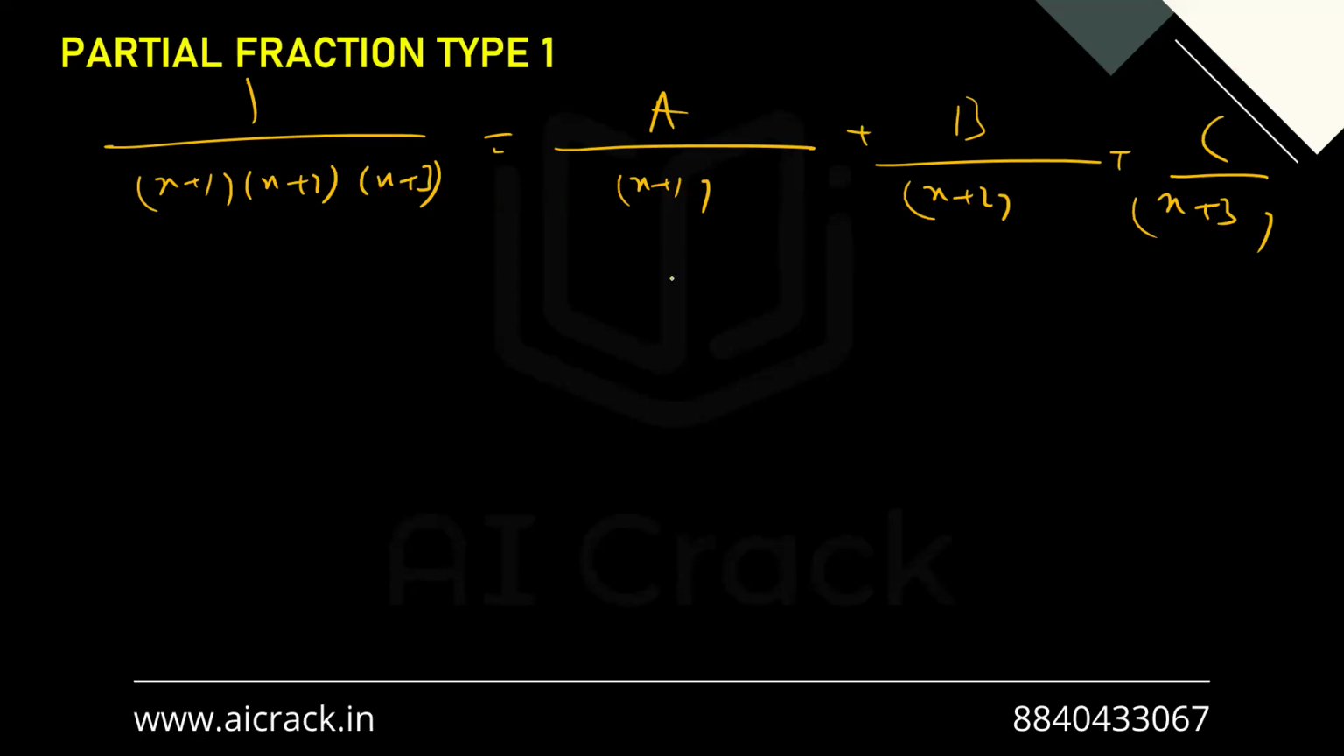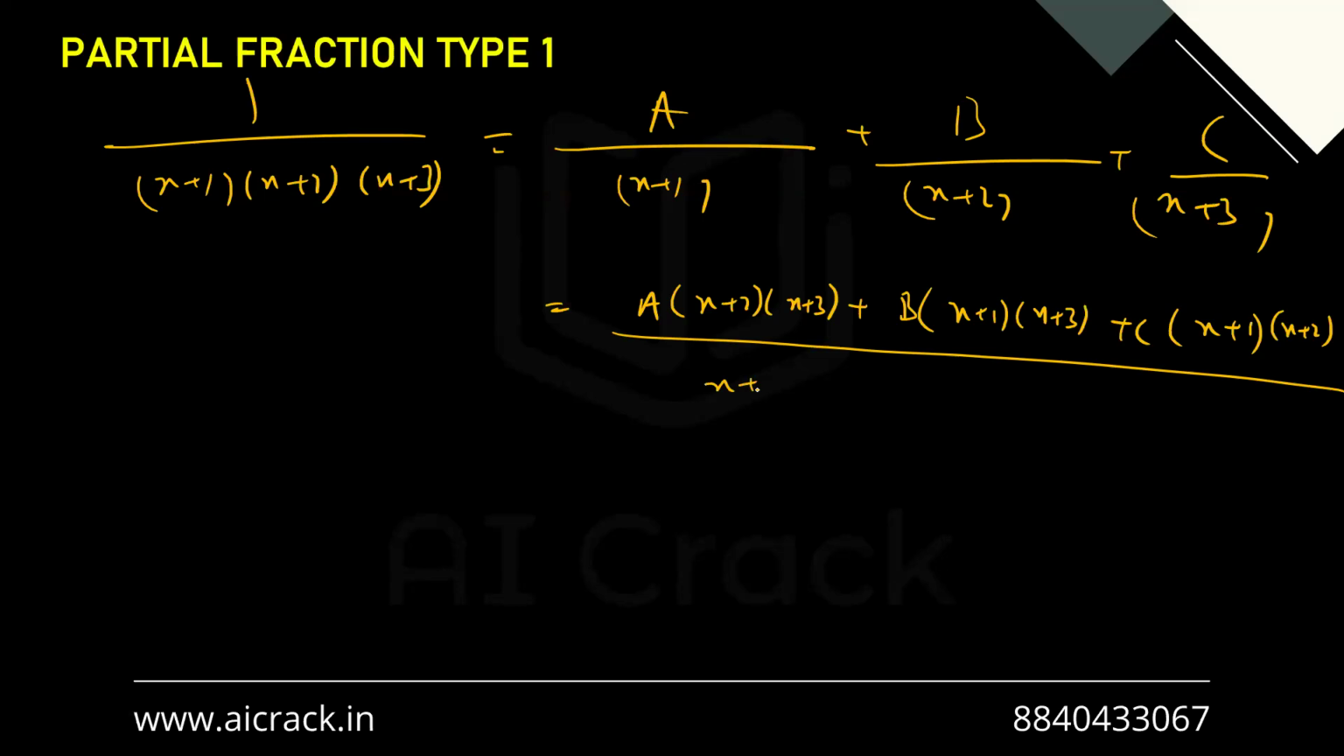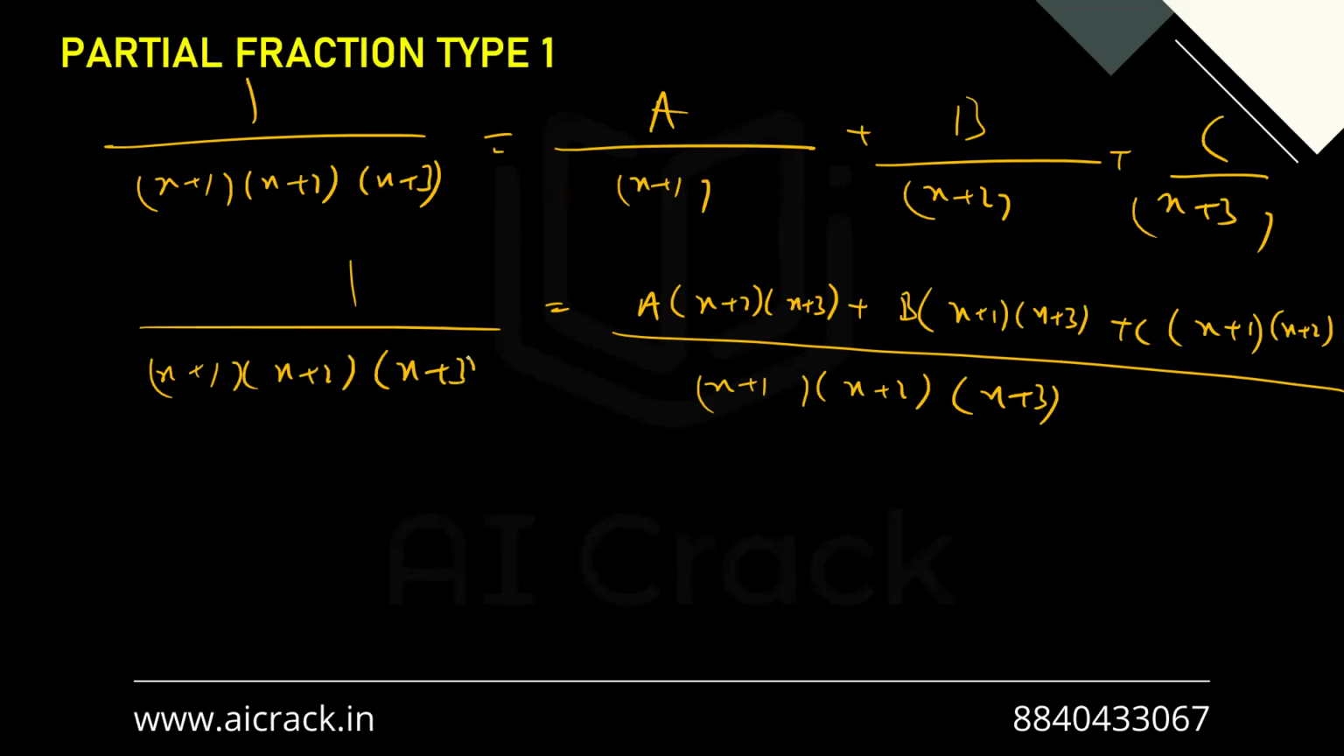Let's do that. Let's take the LCM over here. So we'll get a times x plus 2, x plus 3, plus b times x plus 1, x plus 3, plus c times x plus 1, x plus 2, divided by x plus 1, x plus 2 and x plus 3. Now this is the same as 1 upon x plus 1, x plus 2 and x plus 3.